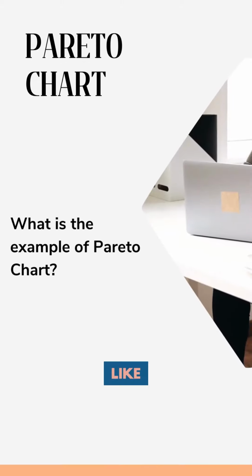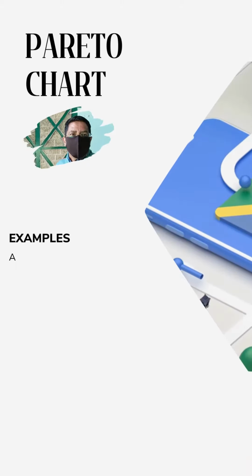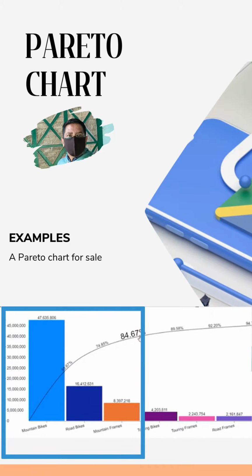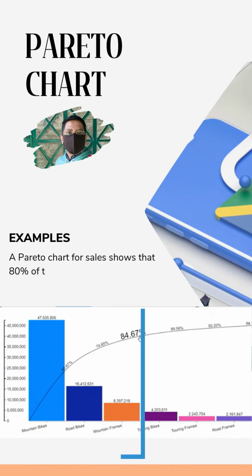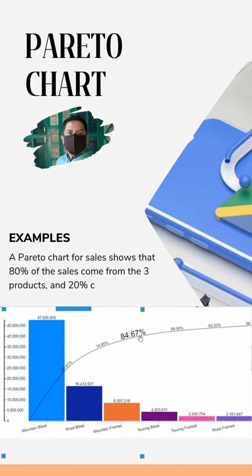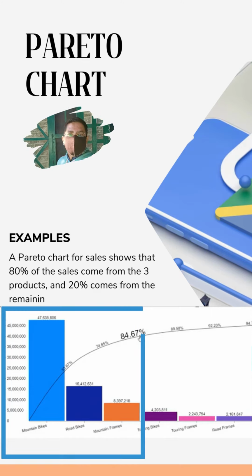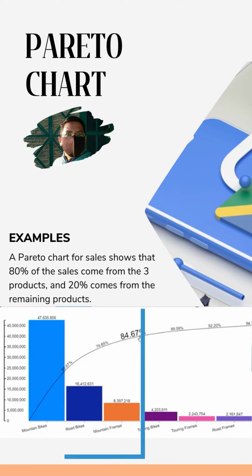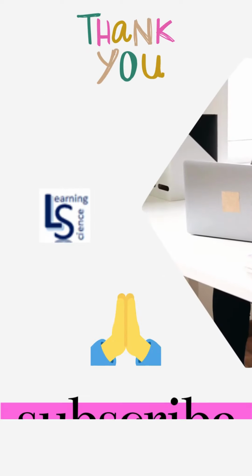What is an example of a Pareto chart? For example, a Pareto chart for sales shows that 80% of the sales come from three products and 20% come from the remaining products. If you want to know how to implement this chart in Power BI, please watch our video. You will find the link in the description box.